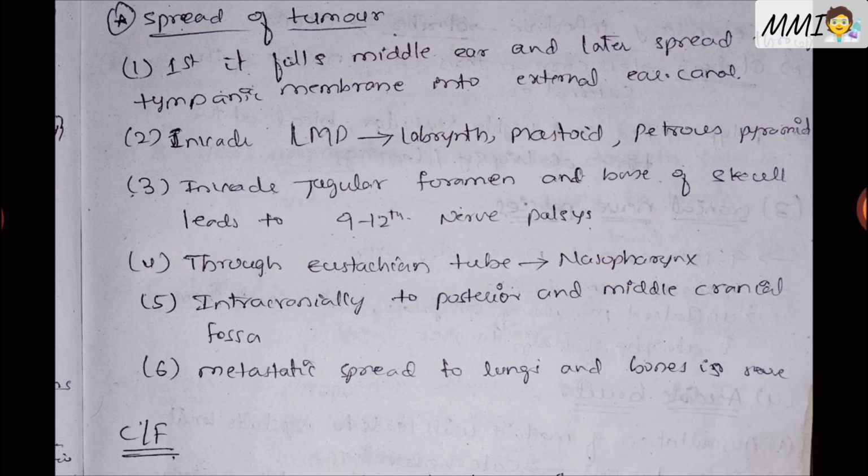Metastasis. Spread of the tumor: first, it fills the middle ear and later spreads through the tympanic membrane into the external ear canal. It may come into the external auditory canal and invade labyrinth, mastoid and petrous pyramid. It may also invade jugular foramen and base of the skull, leading to 9th to 12th cranial nerve palsy. Through eustachian tube it goes to the nasopharynx, and intracranially to the posterior and middle cranial fossa. Metastatic spread to the lungs and bones is rare. Okay, I hope you understood by the diagram.